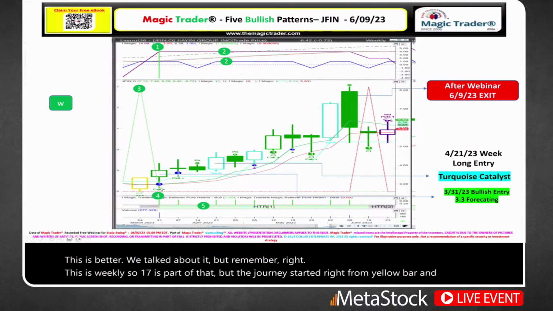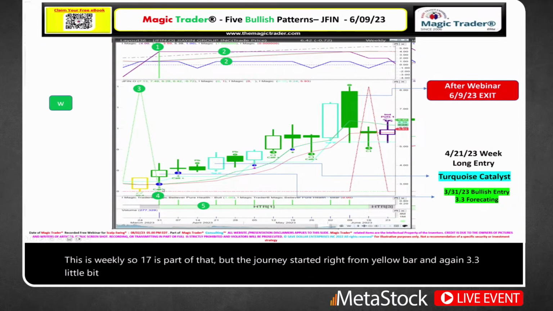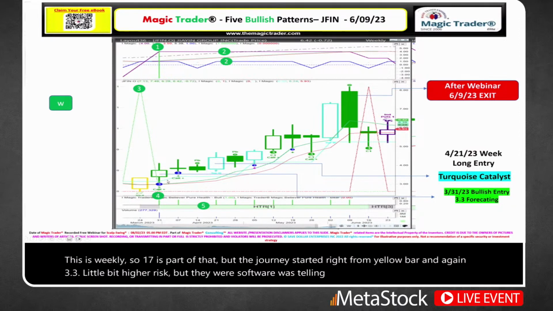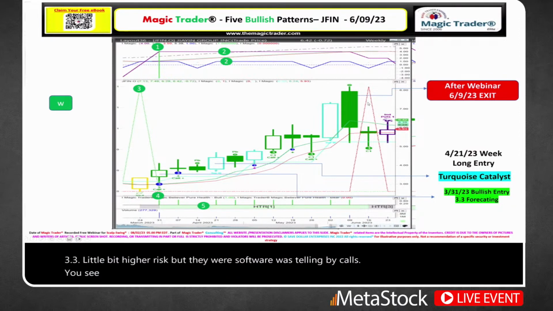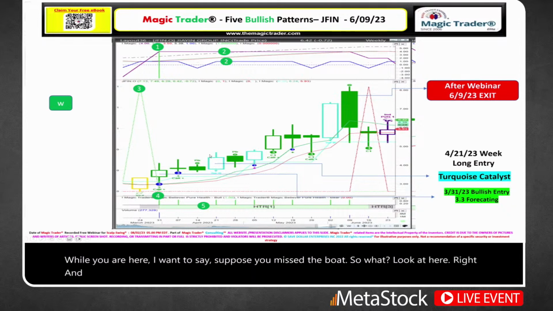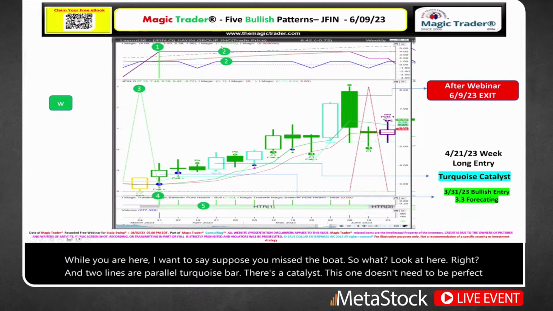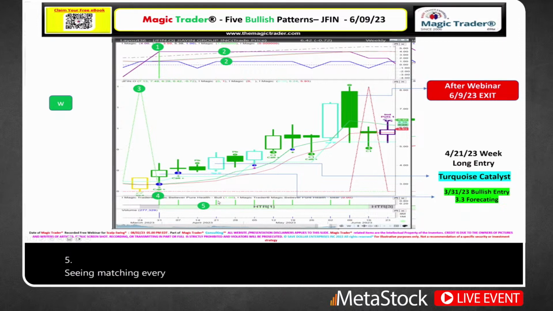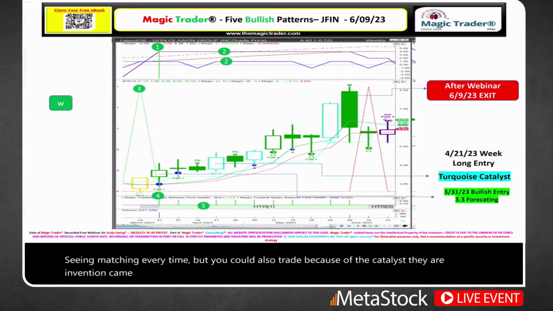And again, 3.3 is a little bit high risk, but the software was telling us to buy calls. You see the results over and over again. But while you are here, suppose you miss the boat. So what? Look here, two lines are parallel, turquoise bar, there's a catalyst. This one doesn't need to be a perfect five-thing match every time, but you could also trade because of the catalyst. The invention came from my first pattern.